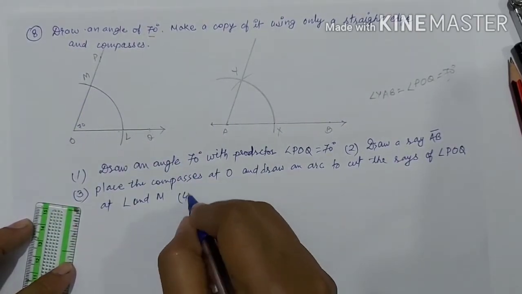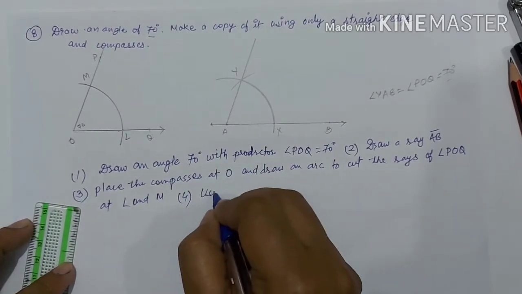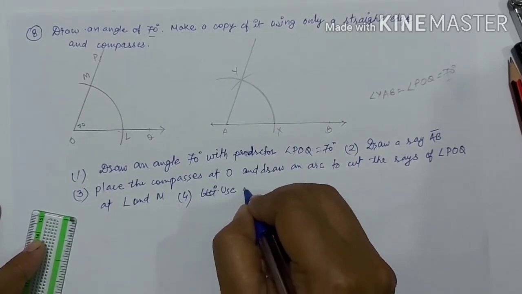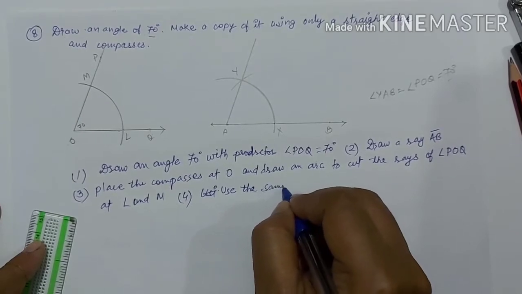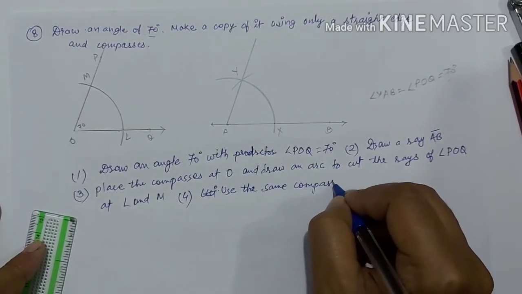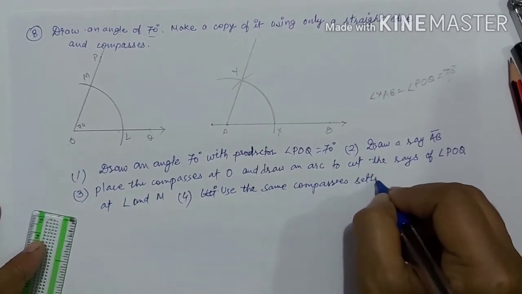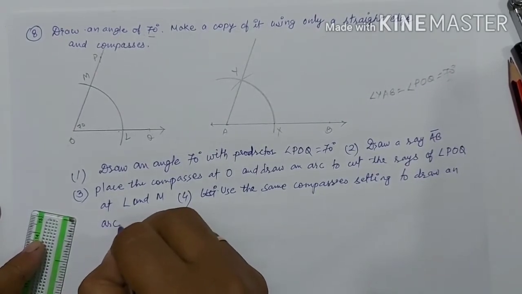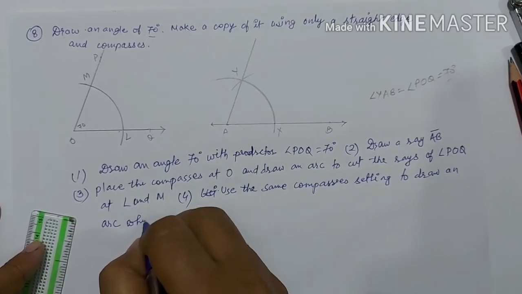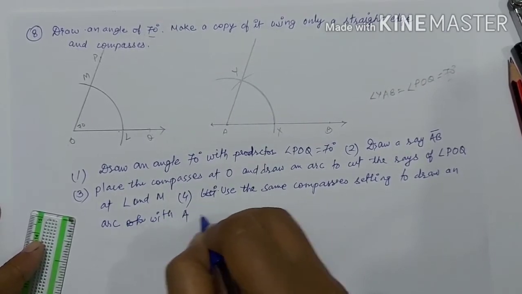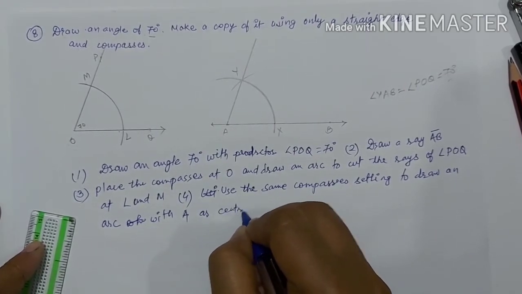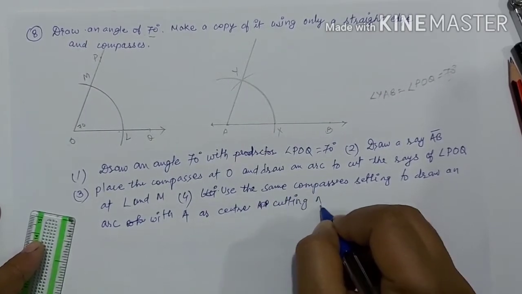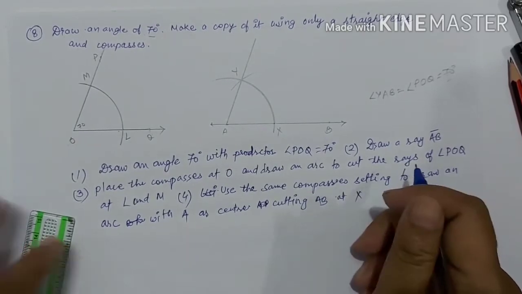Okay, now fourth, use the same compass setting to draw an arc with A as center, cutting AB at X.